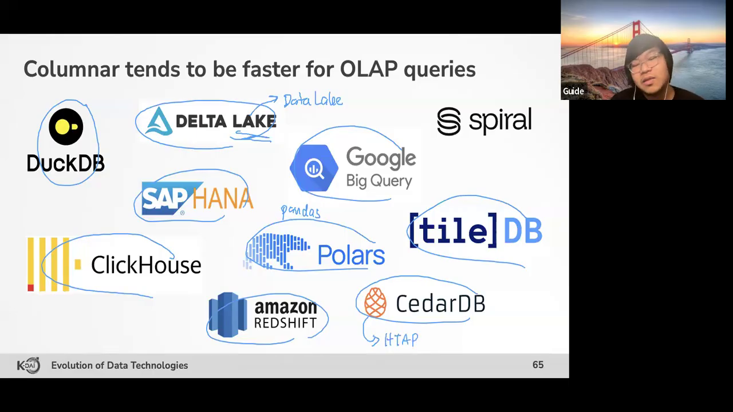Okay. Another one is Spiral. This is very new. I think it was just announced last month. So it's very new. Spiral comes with a very innovative way to store data. So I show you all these logos because if you want to work with OLAP queries, OLAP workloads, you may want to look into them, because I know that in the future you may have an opportunity to work with one of them.